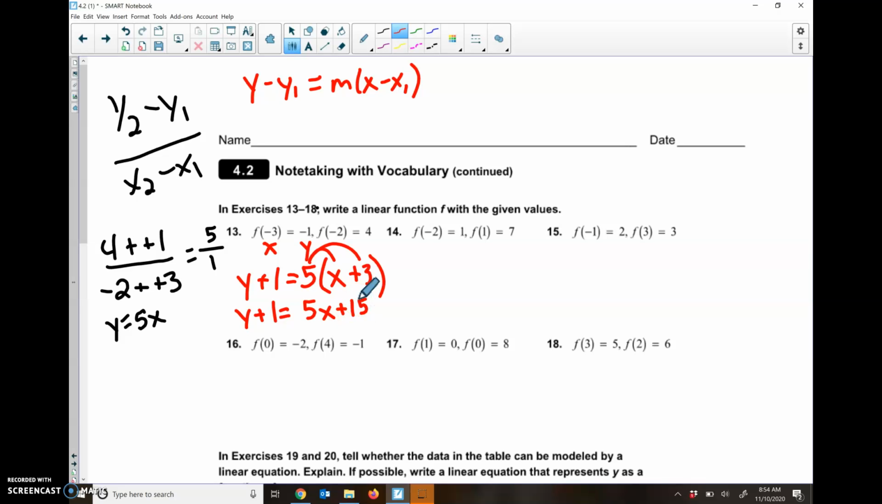Okay, there's your first step. Second step is to subtract 1 from both sides. So then once I subtract 1, I get y equals 5x. 15 minus 1 is 14. So I figured out my y-intercept is 14 there.